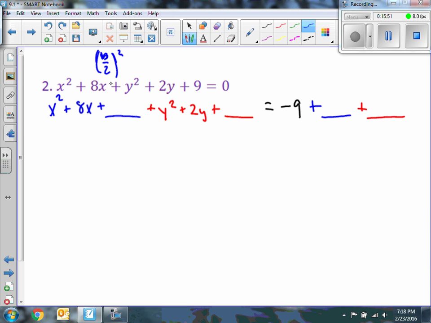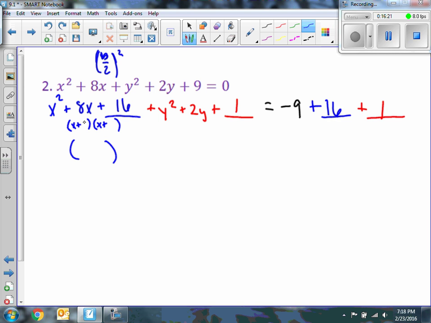So 8 over 2 is 4. 4 squared is 16. So I'm going to add 16 to both sides here. For our y's, 2 over 2 is 1. 1 squared is 1. So I put 1 there. So factoring, this becomes two positive signs. So same thing. It's going to always factor to the exact same thing. That's why we're doing this.